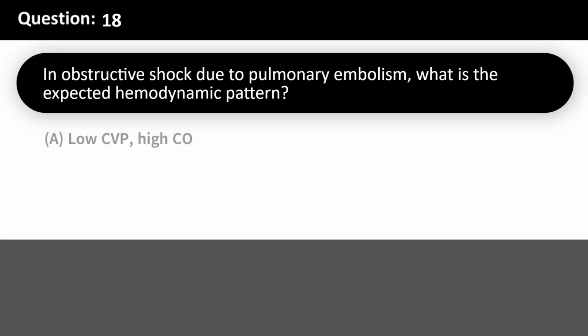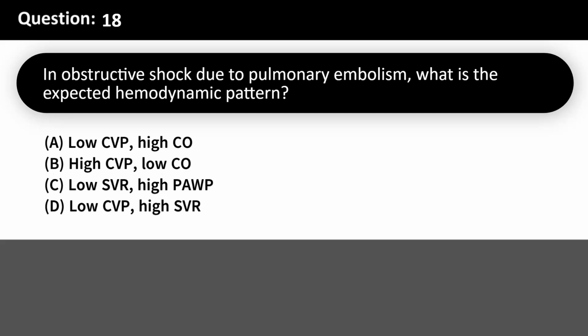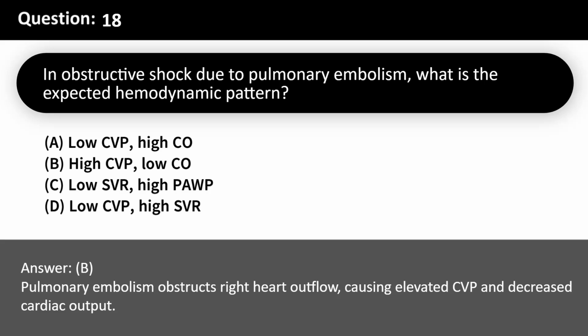In obstructive shock due to pulmonary embolism, what is the expected hemodynamic pattern? A. Low CVP, high CO. B. High CVP, low CO. C. Low SVR, high PAWP. D. Low CVP, high SVR. Answer: B. Pulmonary embolism obstructs right heart outflow, causing elevated CVP and decreased cardiac output.